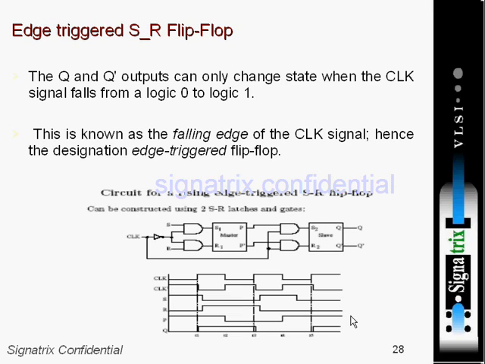So coming up to the edge triggered SR flip-flop, the Q and Q bar outputs can also change the state when the clock signal falls from logic 1 to logic 0, and this is known as the falling edge of the clock signal, and hence the designation as edge triggered flip-flop. So as seen here from the diagram, we have a clear picture.